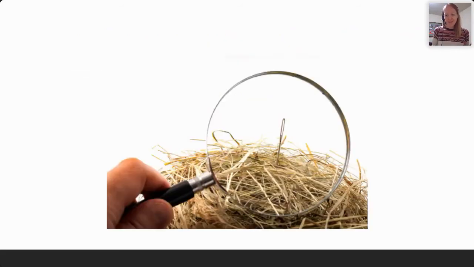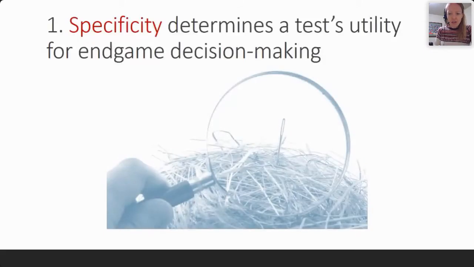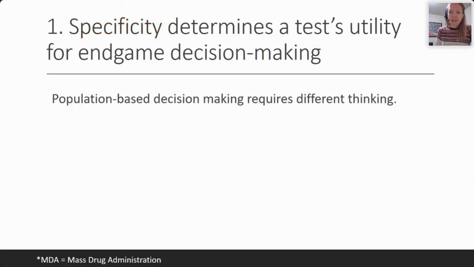Now, when it comes to disease elimination and measuring a rare event, it feels like common sense that one would need a highly sensitive test to detect those needles in a haystack. But it turns out that for the NTDs, it's specificity that determines a test's utility for endgame decision-making. This is because population-based decision-making requires different thinking.